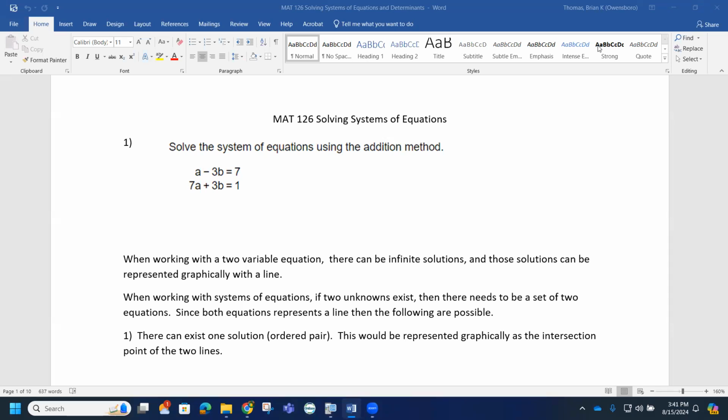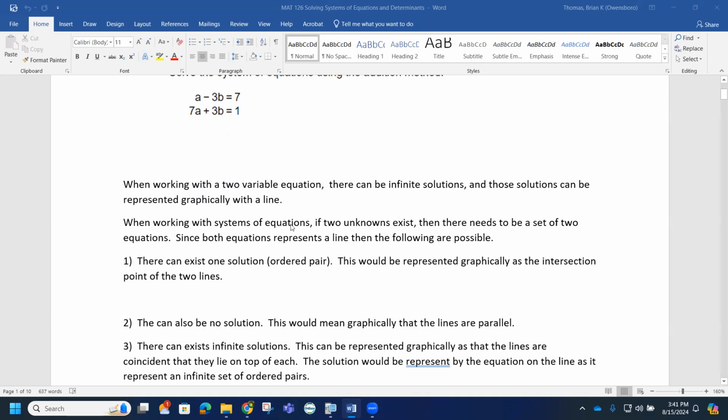So keep that in mind. We're going to be working with two variable equations that are lines. When working with these two variable equations, there can be infinitely many solutions, and those can be, like I said, represented with a line. If we just graph a single line, there are many, many points on a line, so the only way really to describe the solution is to draw the line.